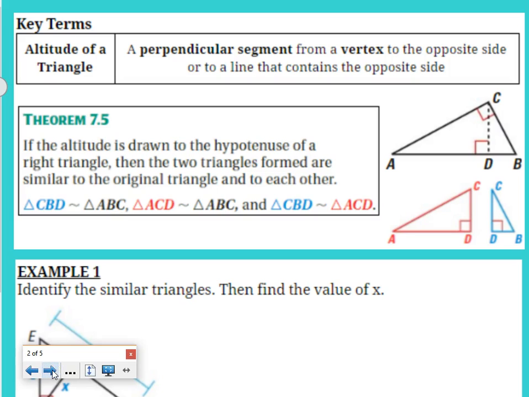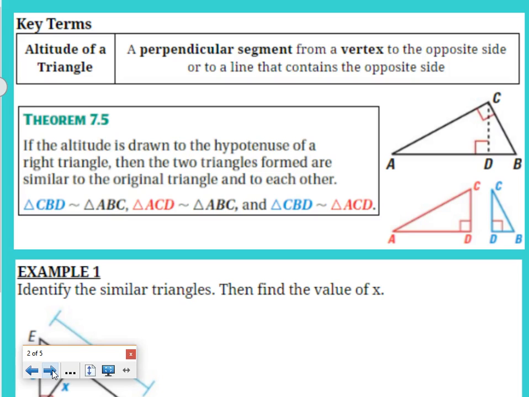Key terms: altitude of a triangle. We talked about this in chapter 5, but a refresher: a perpendicular segment from a vertex to the opposite side, or a line that contains the opposite side. So we need this because it's important for what we're learning today.